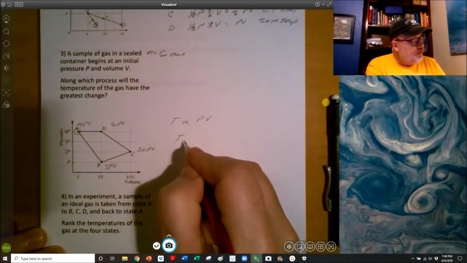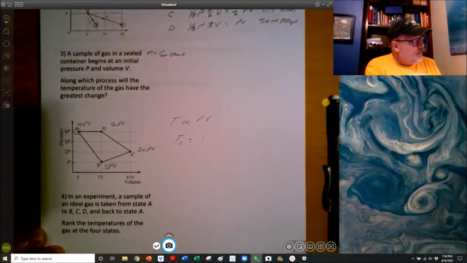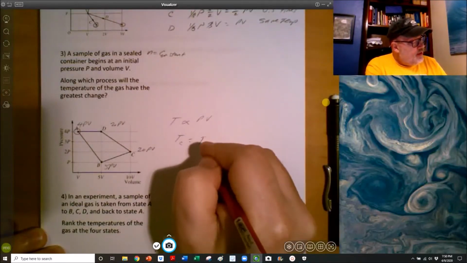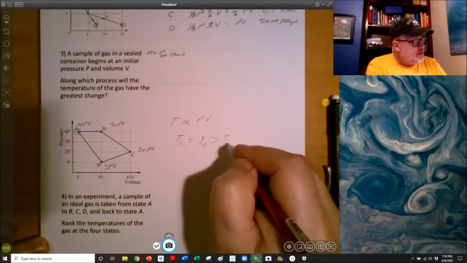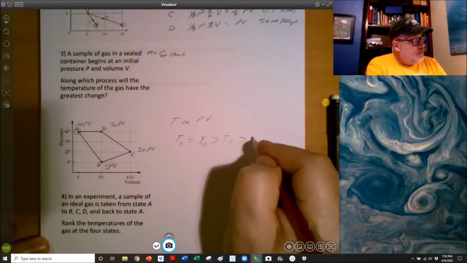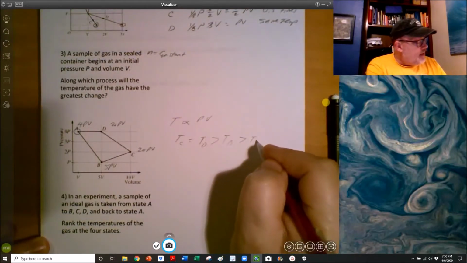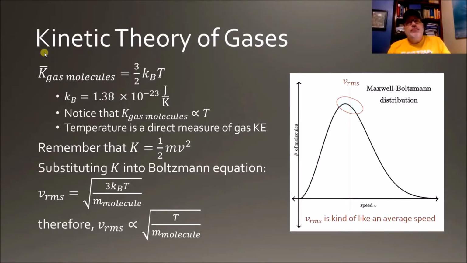So our temperature at C will be equal to the temperature at D, which will be greater than the temperature at B, which is next, which is greater than the temperature at A. A is the coolest. And that's it. Now let's take a look at something called the kinetic theory of gases.